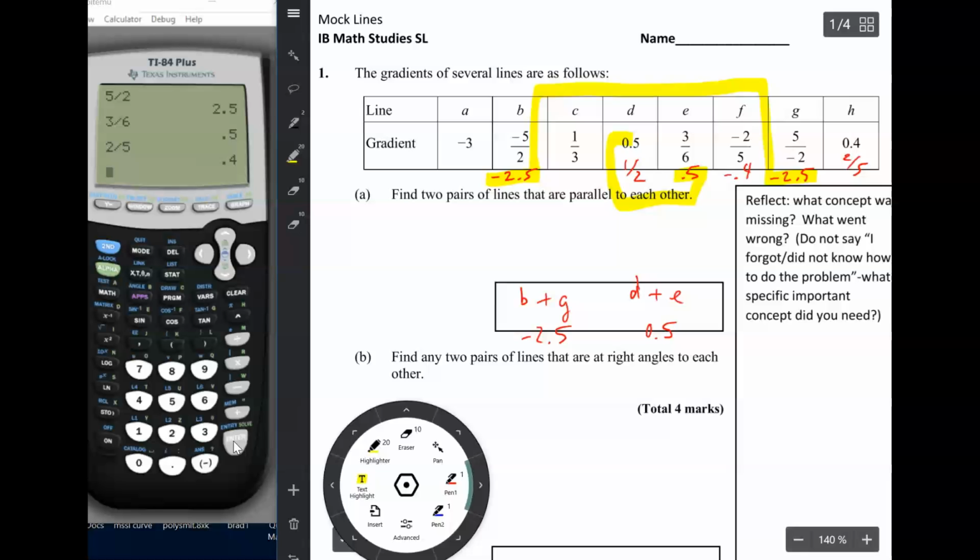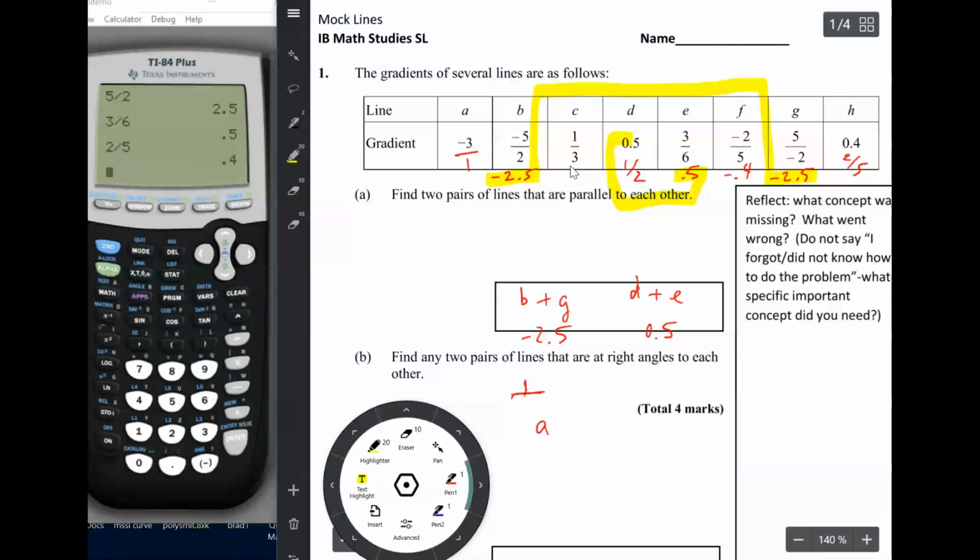Next problem is find any two pairs of lines that are at right angles to each other. Remember, if they're at right angles to each other, that means they're perpendicular. We use this symbol to indicate perpendicular. And if they're perpendicular, they're at 90 degrees, and that means their gradients are negative reciprocals of each other. In this case, maybe it would be easier to use the fractions. Let's start with the easy ones. A and C: negative 3 is the same as negative 3 over 1. That is the negative reciprocal of 1/3, because 1/3 turned over is 3 over 1, and the negative reciprocal of that would be negative 3 over 1. So these two are a pair.